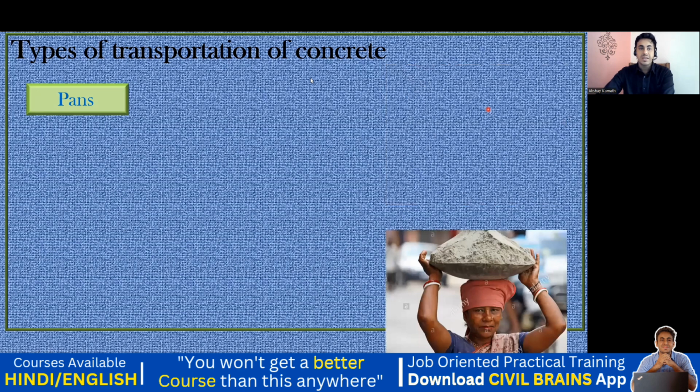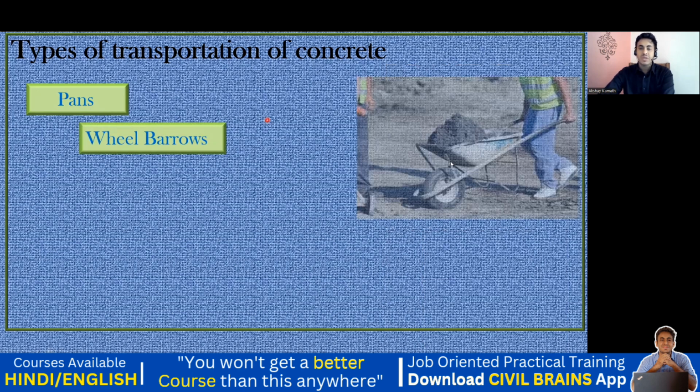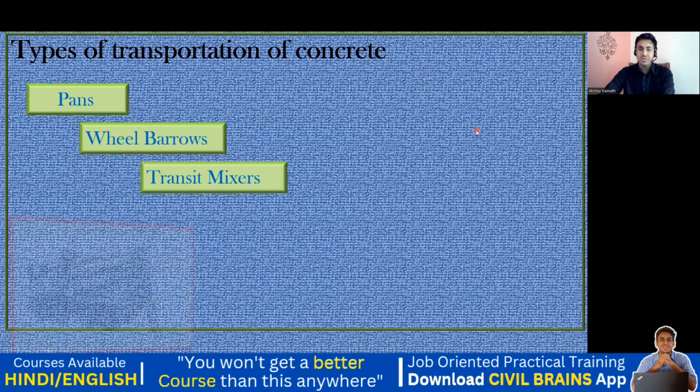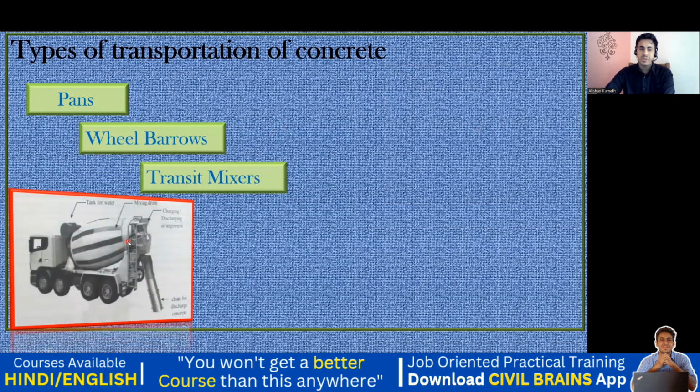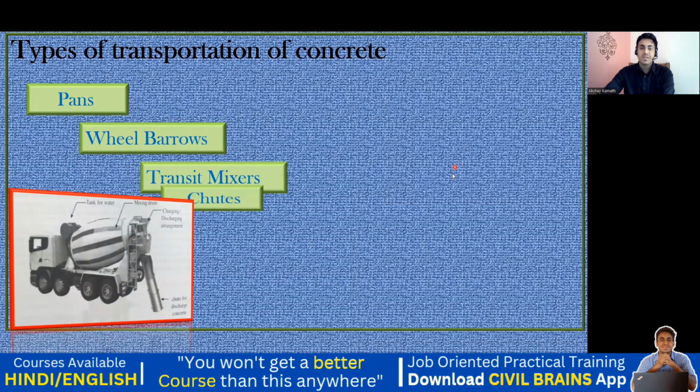Okay. Second is wheelbarrows. So these are the wheelbarrows which we have seen, and most of the time whenever there is a slab casting happening, this is what we try to use. Next is a transit mixer. Of course, this is from the batching plant. If the concrete has to come to the site where the concreting is supposed to happen, we make use of a transit mixer.